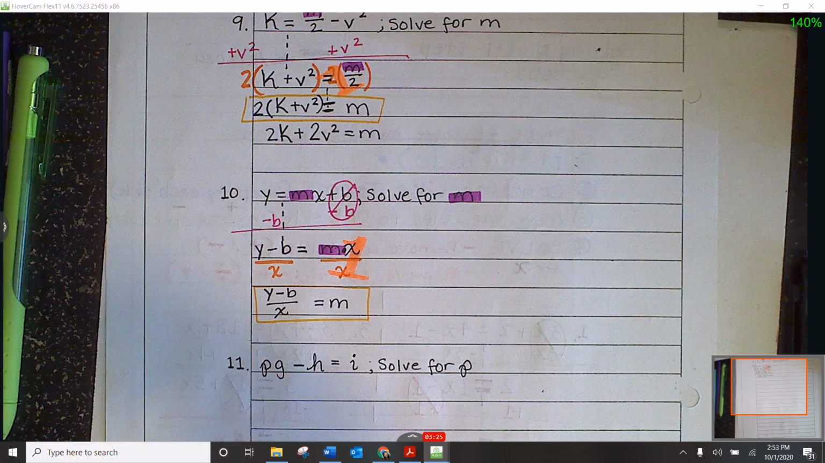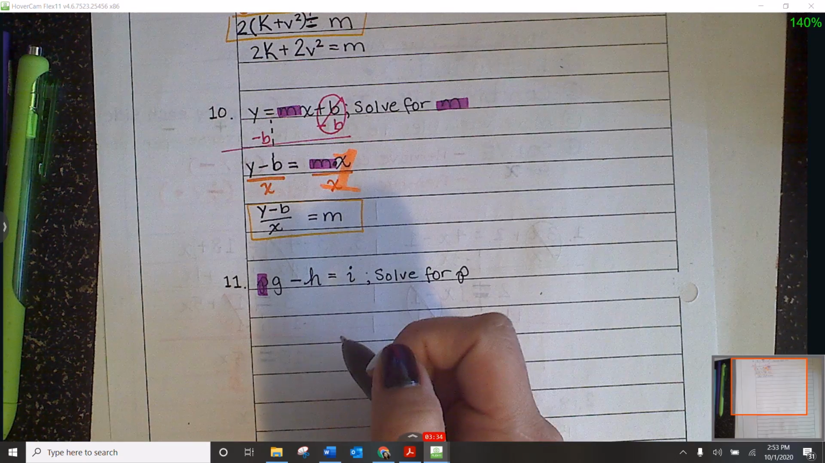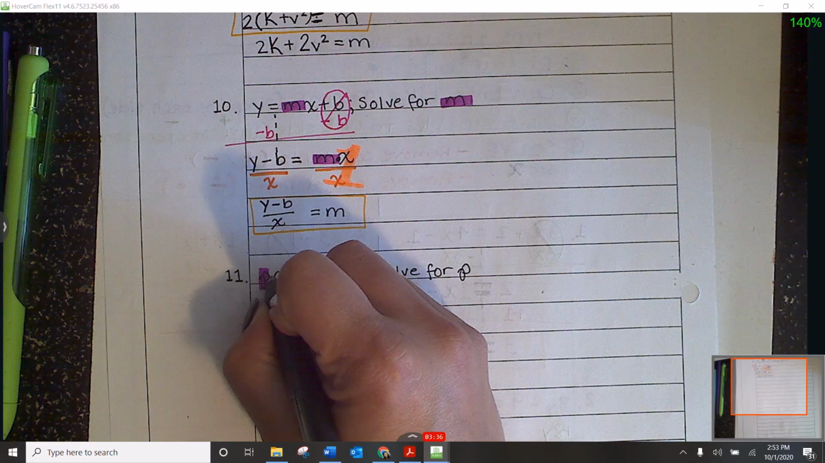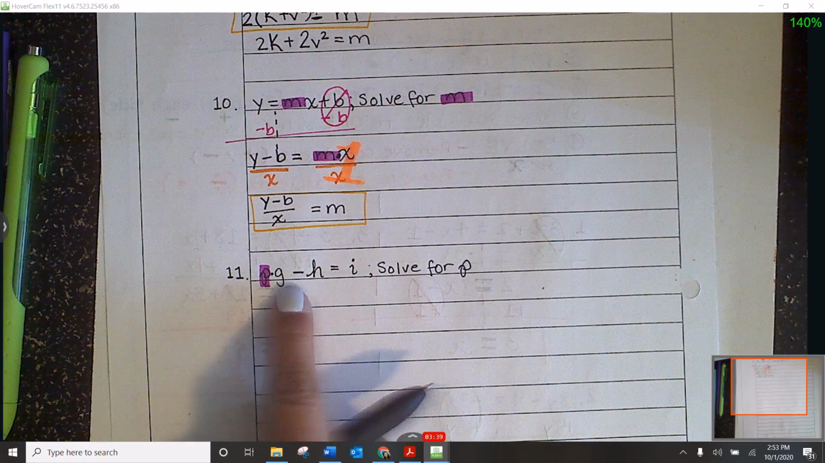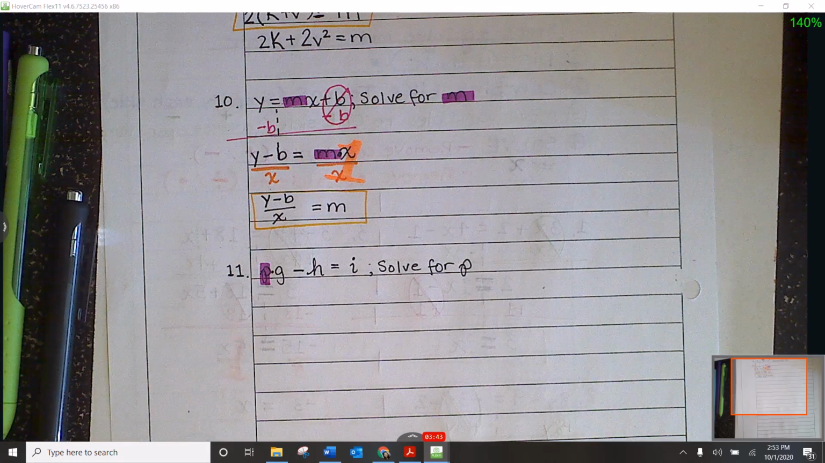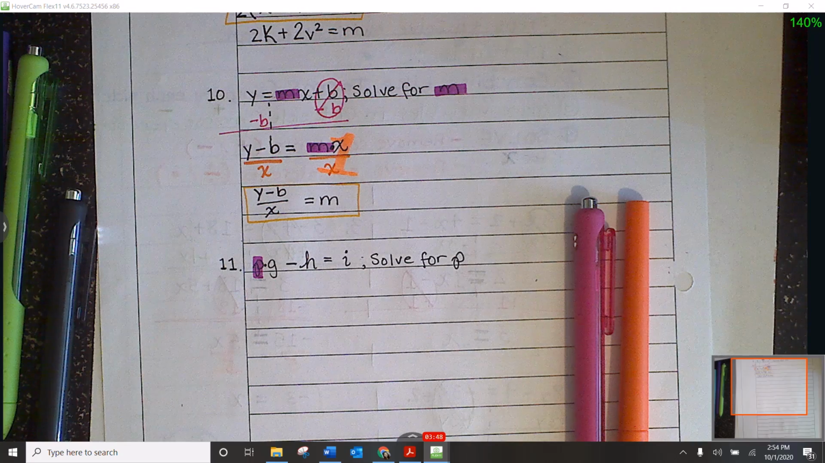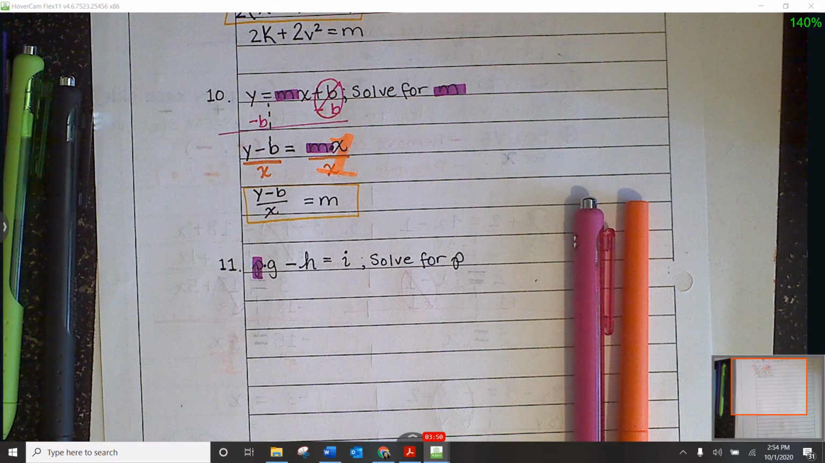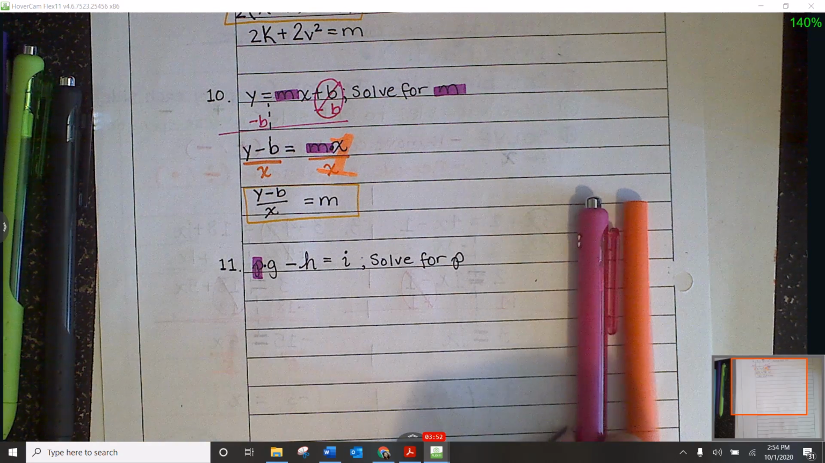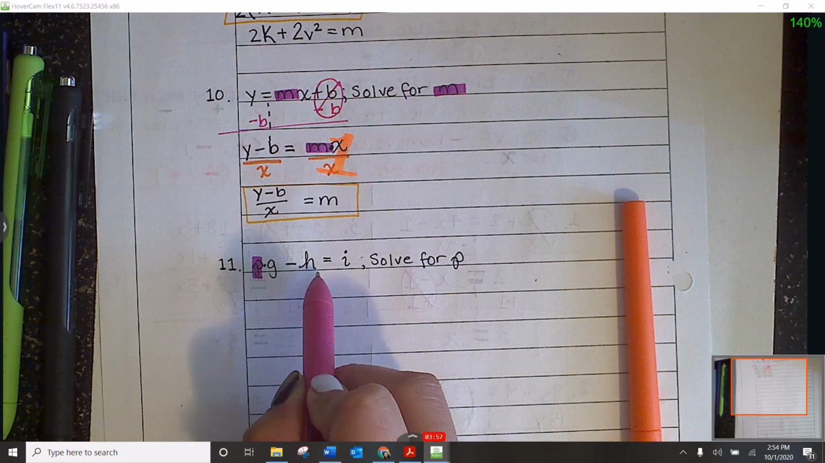Okay, so I want to solve for P. So PG, remember, that just means that P and G are being multiplied, minus H equals I. So we would be using our same two steps, my pink and my orange. Peel back the furthest layer. My furthest layer from P would be my minus H.